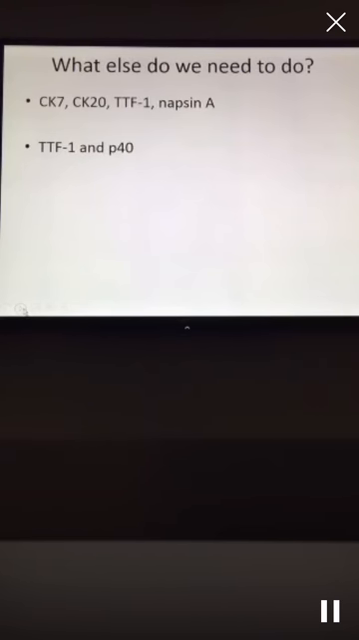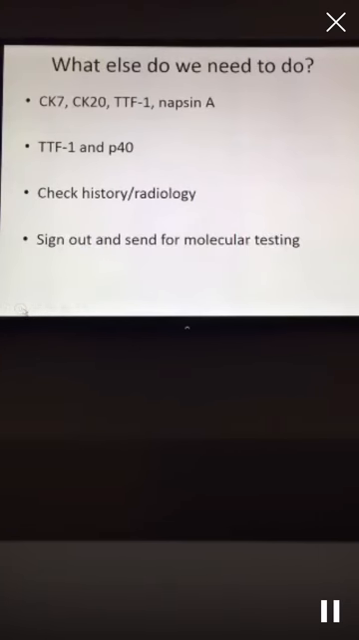We could do a TTF and P40 trying to subtype, but do we need to do that? Do we need to subtype this? Guys, do we? No, we don't. We already know it's adenocarcinoma, so we don't need that. Do we need to check history and radiology? Yes, that's what I would do. Next, please. Or do we just sign it out and send it for molecular testing? We could, but I try to check history and radiology. Next, please.